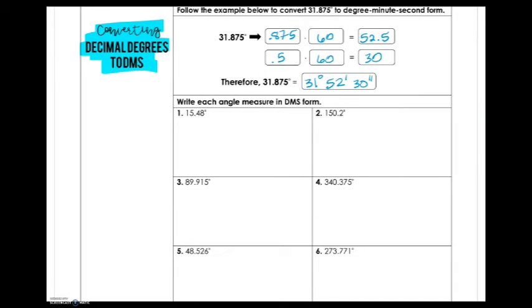Here we have 15.48 degrees. So the first thing I'm going to do is look at the 0.48. 0.48 degrees is how many minutes? I times it by 60 to find out. 0.48 times 60 is 28.8. I have another decimal, so I'm going to do 0.8 times 60 to see how many seconds. 0.8 times 60 is 48. So now I have my units. Keep in mind, when you go back, you're only keeping the whole numbers on each one. So this is 15 degrees, 28 minutes, and 48 seconds.